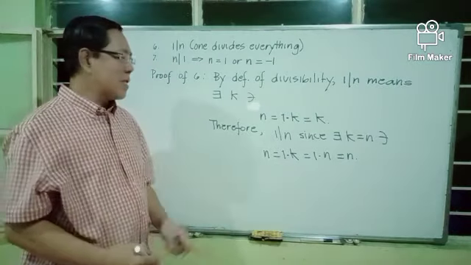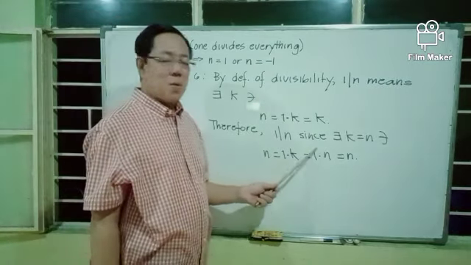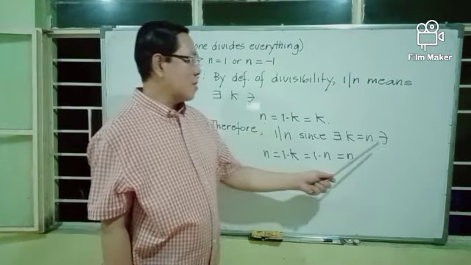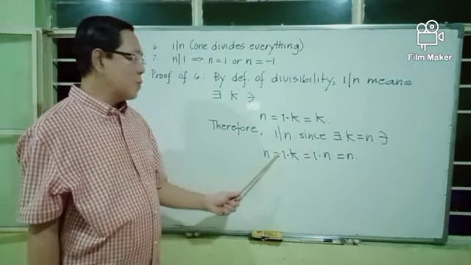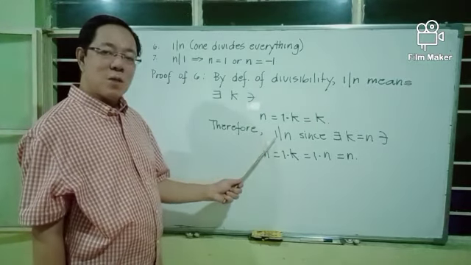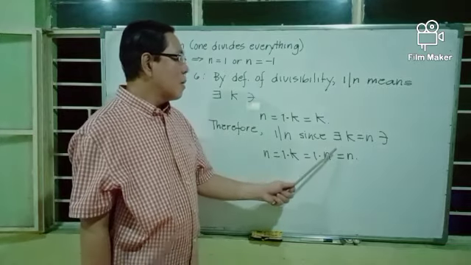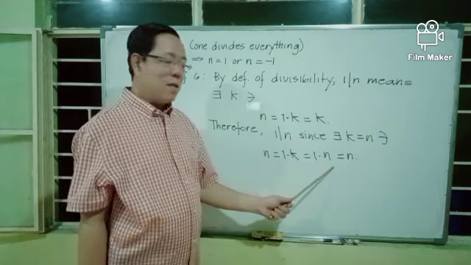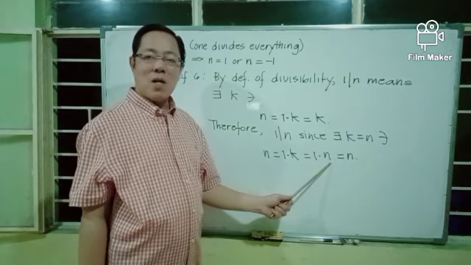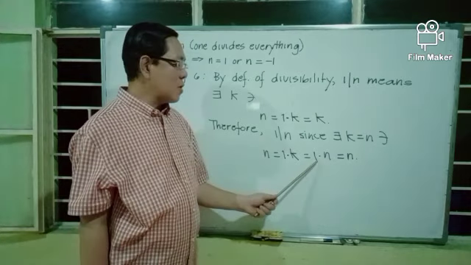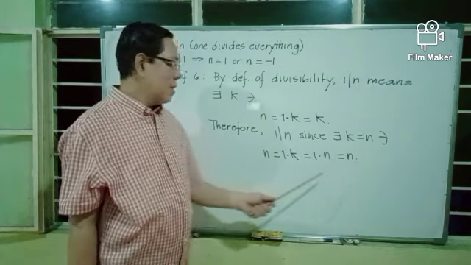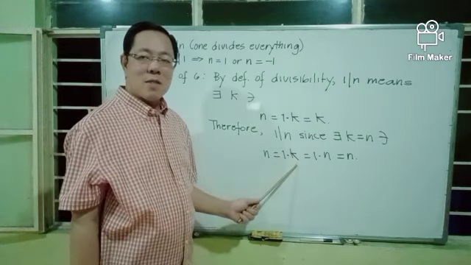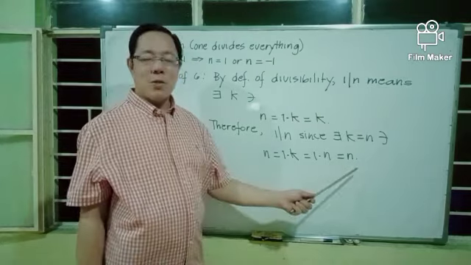We therefore conclude that 1 divides n since we have shown that there exists an integer k which is equal to n such that n is equal to the divisor 1 times the integer k, which is equal to n. So 1 times k is equal to 1 times n, and 1 times n, by property of the identity element for multiplication, is equal to n. Therefore, this equation is satisfied. N equals 1 times k is satisfied, and it's equal to n.